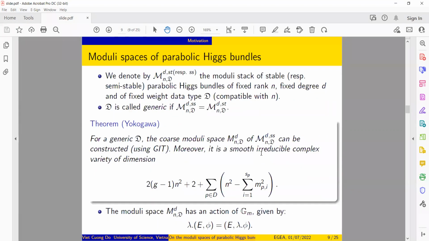And we can use GIT in the work of Yokogawa. He proves that for D generic, D is the weight data, generic means that semistable and stable are the same. So he proved that this moduli space exists, is quasi-projective, and he proved that it's a smooth, irreducible complex variety. And then he has a formula for the dimension of this moduli space.